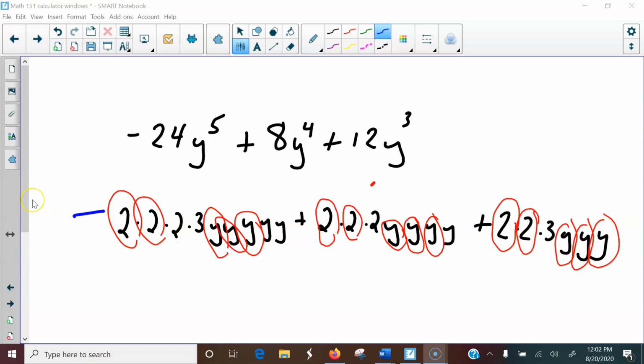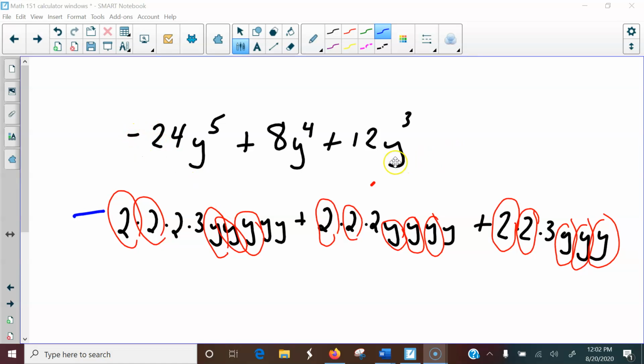I want to show you what you had for number 13 in the worksheet, and then we'll look at that example from the lecture as well. So the worksheet problem was negative 24y to the fifth plus 8y to the fourth plus 12y to the third. Now what I have in black and red down here is exactly what you had on your worksheet. That was perfect. The only thing I added was this negative in front because of the negative 24 here.